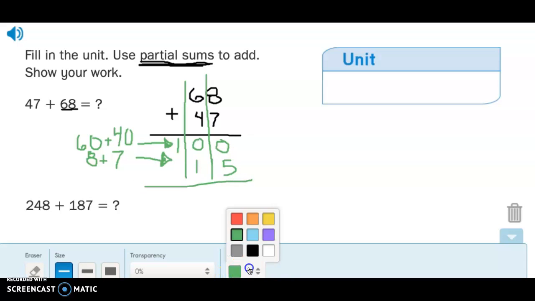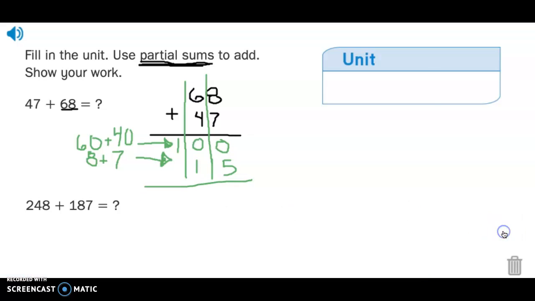Okay, let's add these up. 0 plus 5 is 5. Remember, when we add like this, we always start in that ones place. 0 plus 1 is 1. And 100 plus 0 is 100. So what is 68 plus 47? It is 115. This was partial sums.